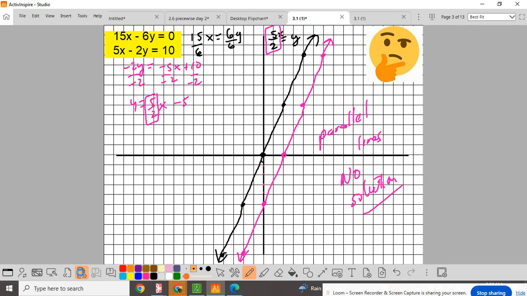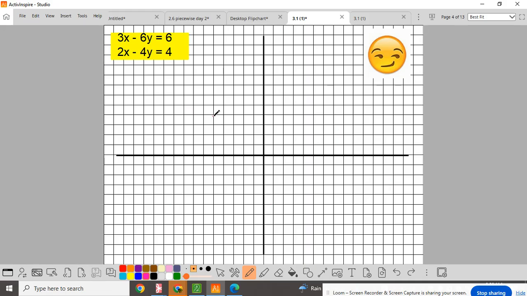Okay, I need you to pause and try to do this on your own. All right, so there you go. I know you paused already and you have tried it. Let's see if we can have the same answer. I'm gonna do the x and y intercept, a different method.